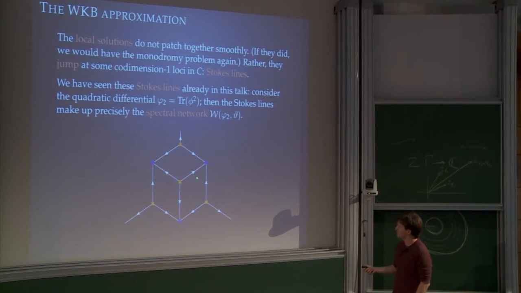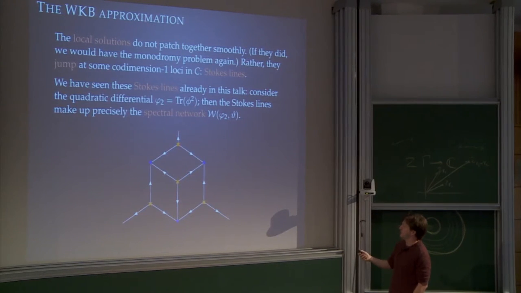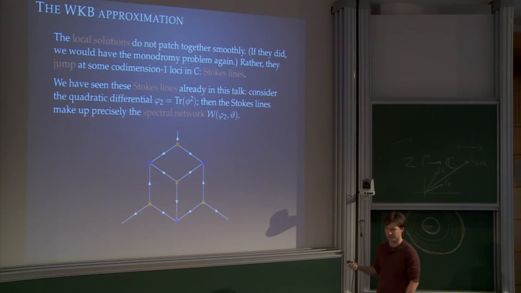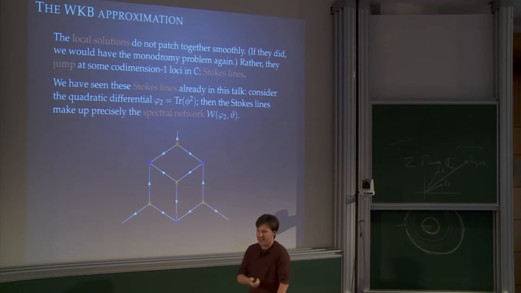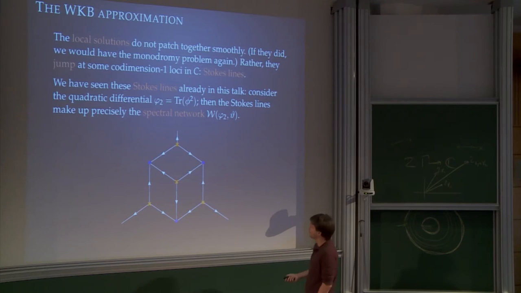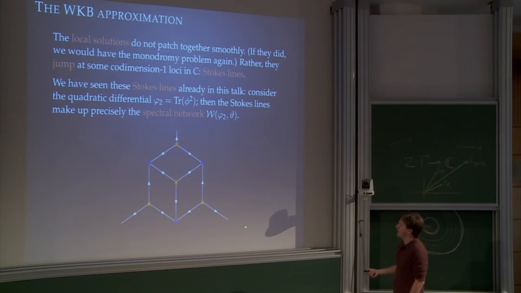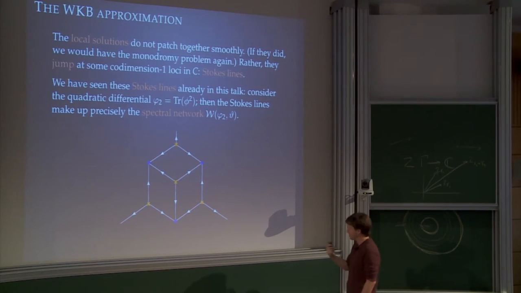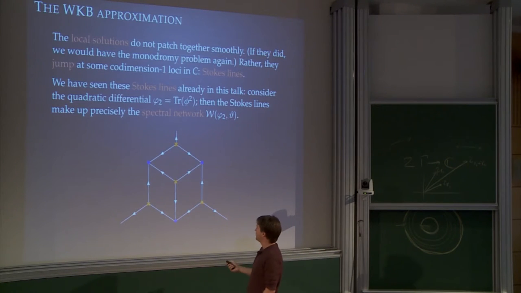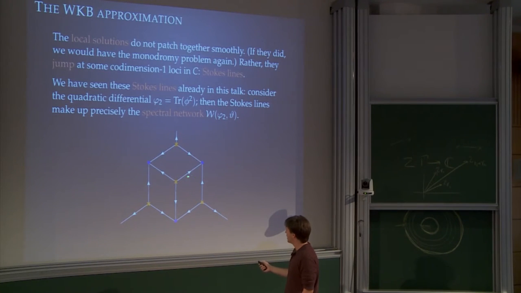The Stokes lines for these local solutions are exactly the lines of what I called before the spectral network. So the claim is now that we're studying this family of differential equations. We're looking for solutions with good asymptotics in a half space, and the claim is that you can find such solutions, but you can find them only in the complement of the walls of this spectral network.